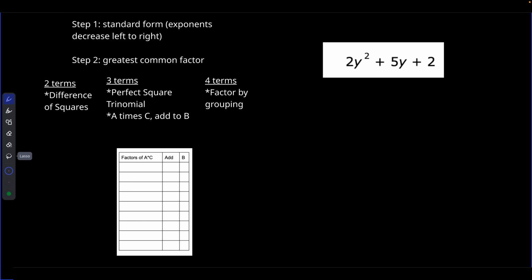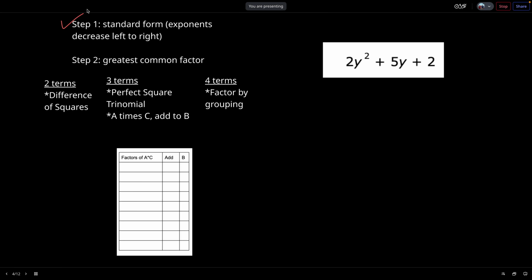So step 1, is it in standard form? Check. Step 2, is there a greatest common factor? No, there's not. Check. We're looking at a 3-term problem, right? 1, 2, 3. So first thing we check, is it a perfect square trinomial? It is not. So if it's not a perfect square trinomial, this is the new idea: A times C add to B. It has a nice little ring to it. A times C add to B.